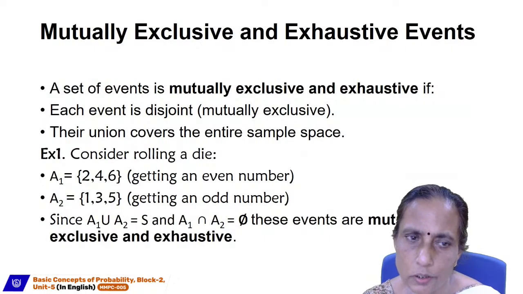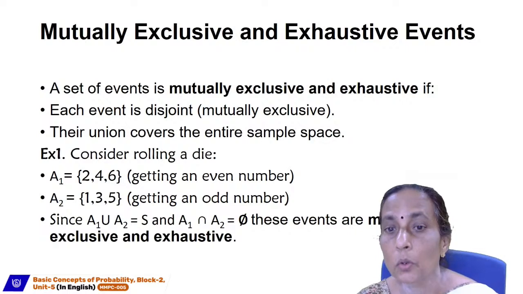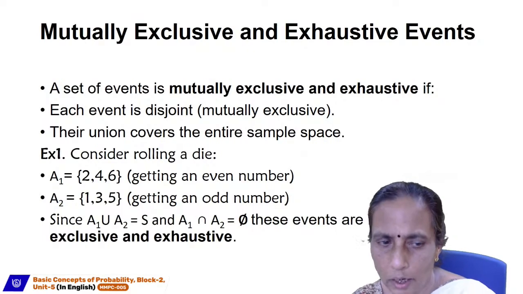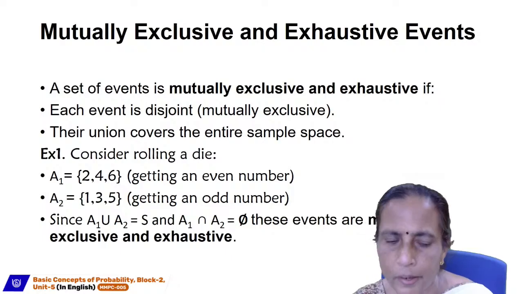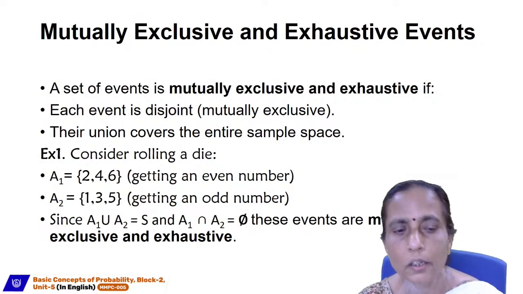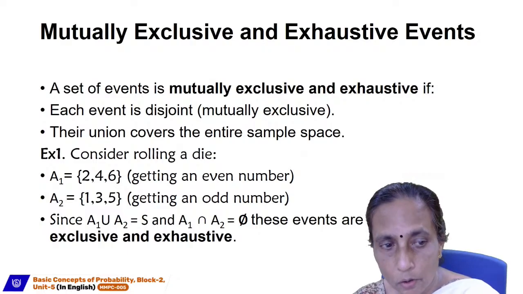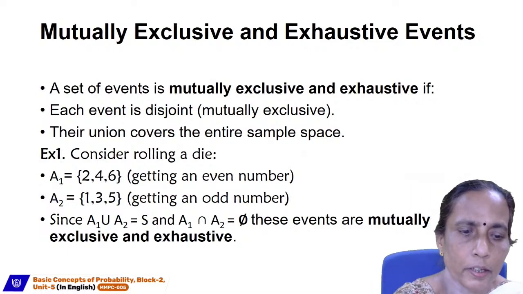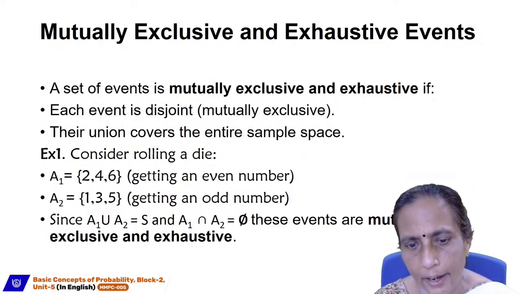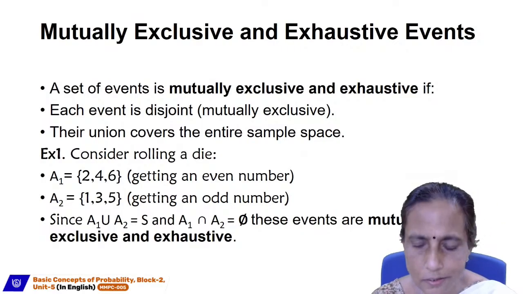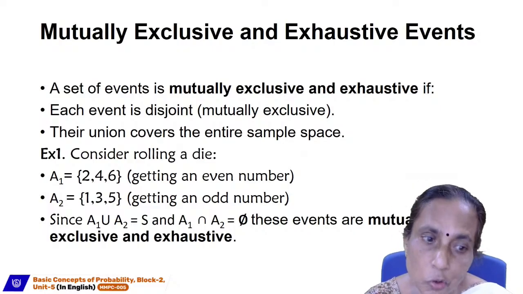Mutually exclusive and exhaustive. A set of events is mutually exclusive and exhaustive if each event is disjoint, that is mutually exclusive, and their union covers the entire sample space. Again, rolling a die, event A1 is getting the even numbers 2, 4, 6, and event A2 is getting the odd numbers 1, 3, 5. A1 union A2 is equal to S, and A1 intersection A2 is the empty set, that is disjoint. So these two events are mutually exclusive and exhaustive, since their union is the sample space and their intersection is impossible.